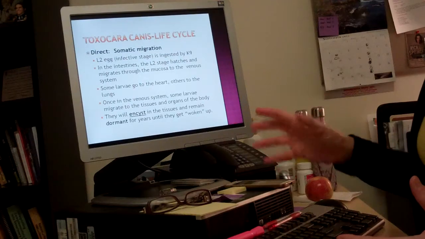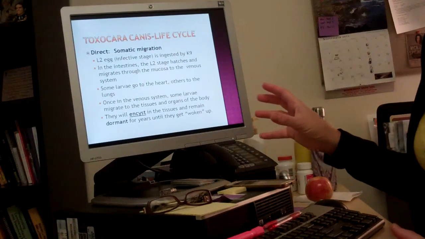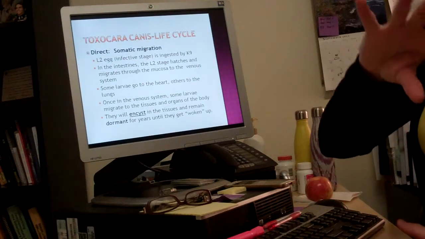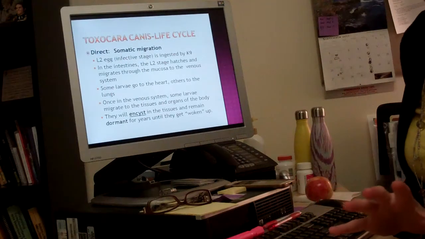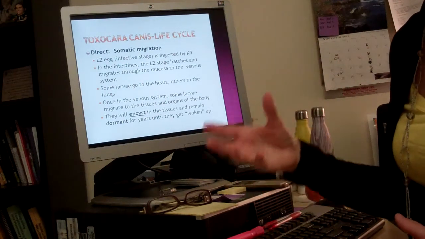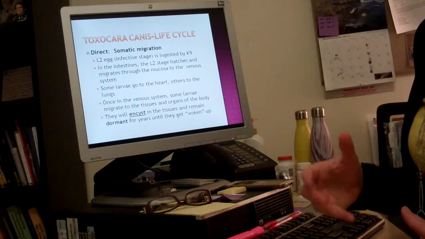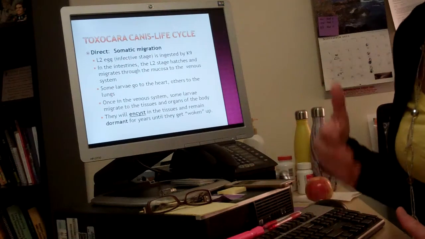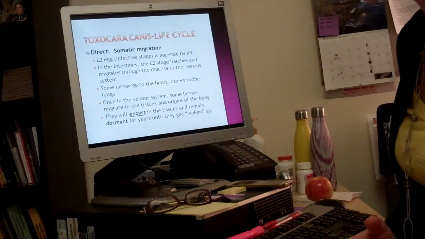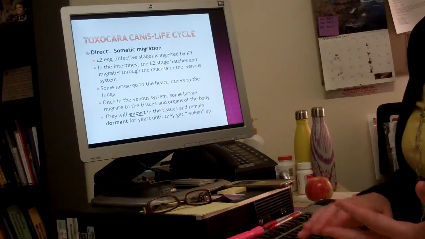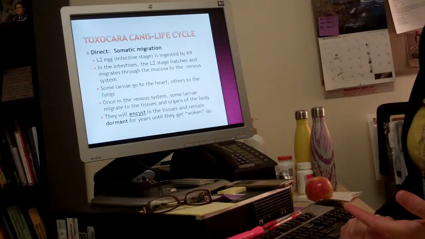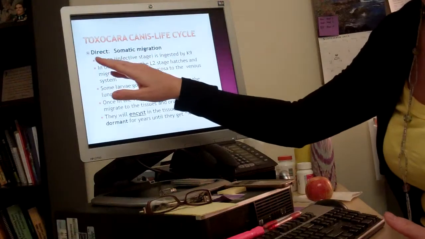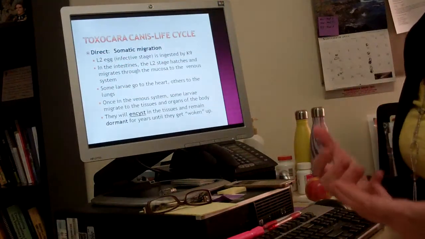All of these next three slides are discussing how the parasite migrates through the body to ultimately become an adult. And we know that when we are an adult, we are sexually mature and we can reproduce. Somatic migration, hypobiosis, and tracheal migration are all pertaining to a direct life cycle.